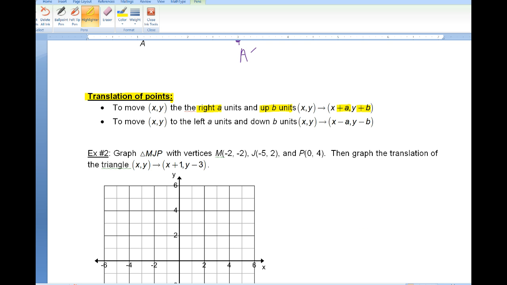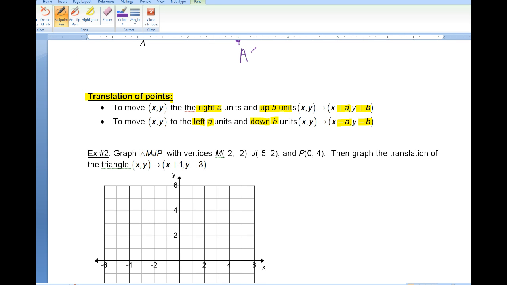Anything that's moving to the right, you're going to add to the x. Anything that moves up is going to add to the y. Well, what's the difference between that and moving left or down? That just means you're going to subtract. You could have a combination of adding and subtracting, but whatever your result is, your shape should still look identical after the transformation.